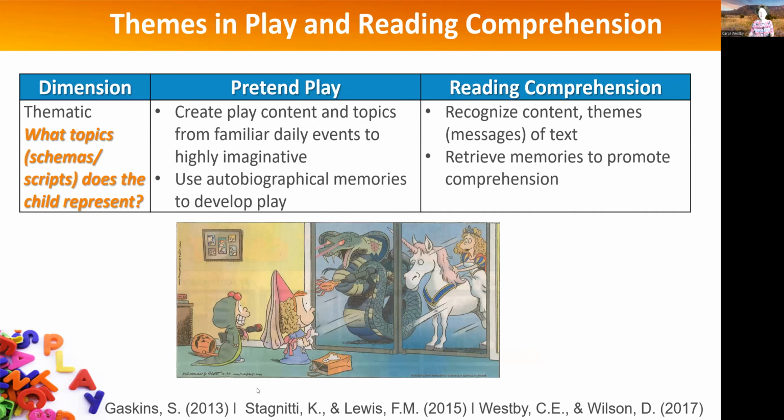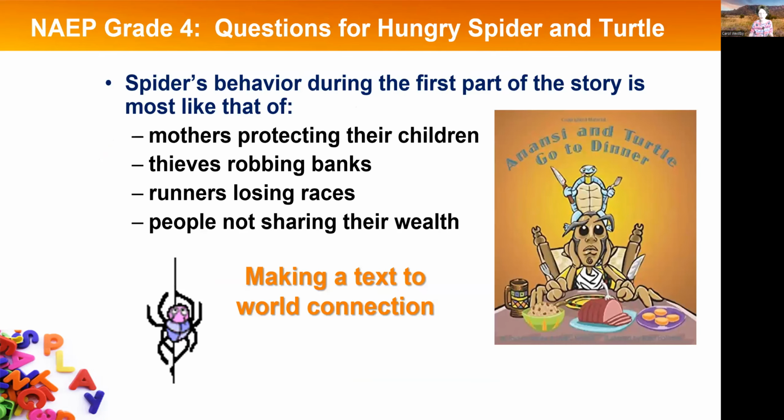Okay. Now let's consider the themes in play. What are the topics that kids are talking about in their play? And in play, children increasingly have to develop more imaginative stories, but they begin with their autobiographical memories. And really, in reading comprehension, you have to be able to recognize what's the topic. What is this about? So in reading comprehension, you're retrieving your memories of other stories and experiences you've had and making a connection to the present story you're listening to or reading.